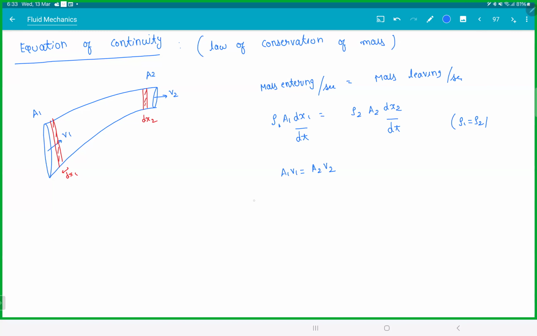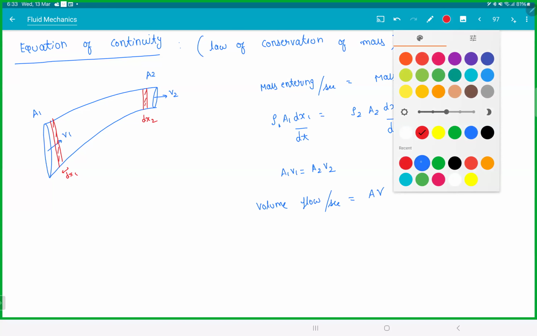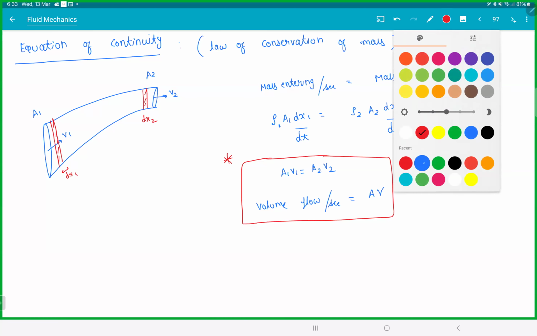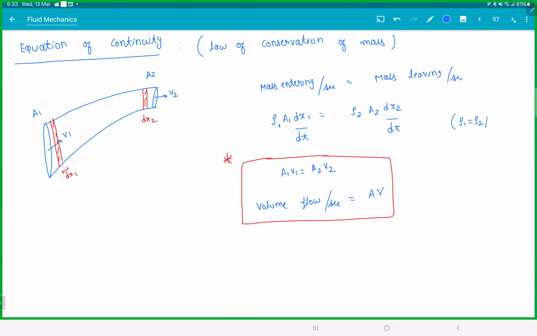So this A1 V1 is nothing but volume flow. Volume flow per second, that is how much liquid is flowing per second, is given by area into velocity. This is the reason whenever you're playing with your water tap, you must have noticed it. When you put your finger there blocking the water, the speed becomes more. The area becomes less, velocity becomes more. Because in that same space, the liquid has to flow faster.